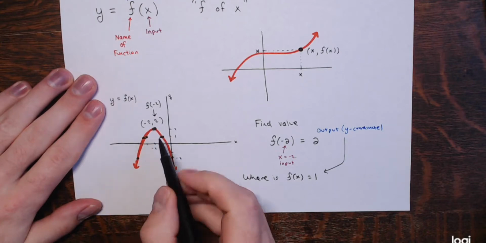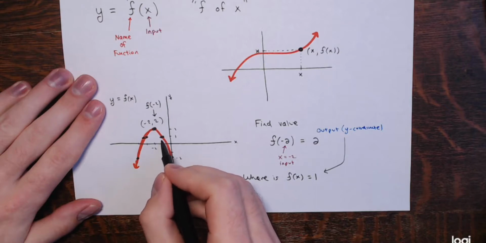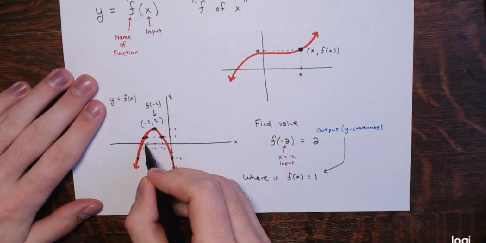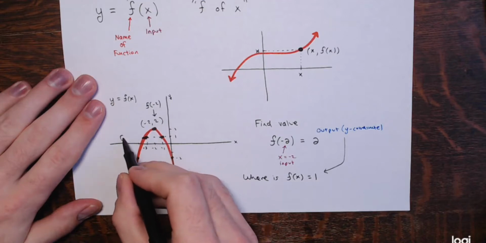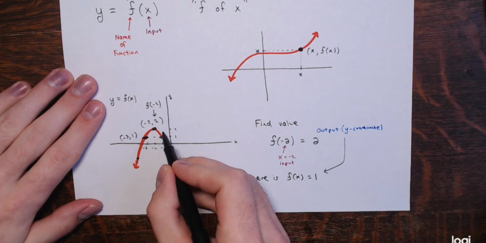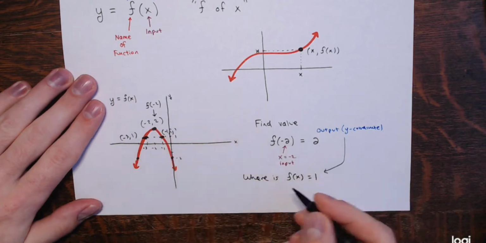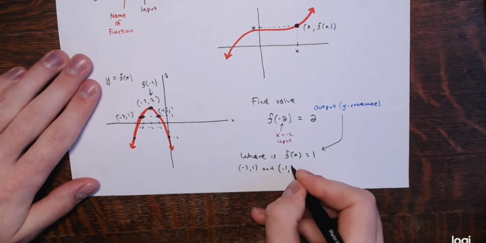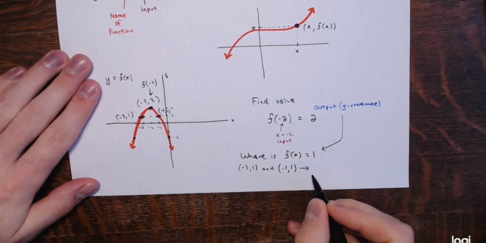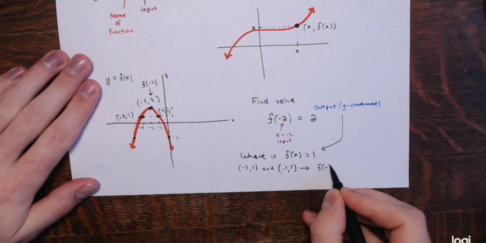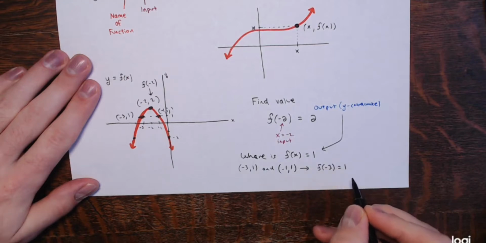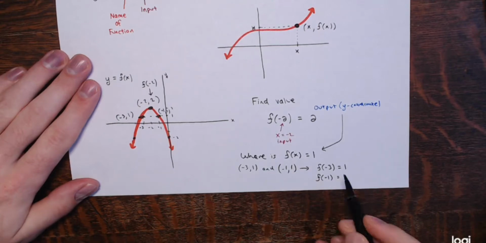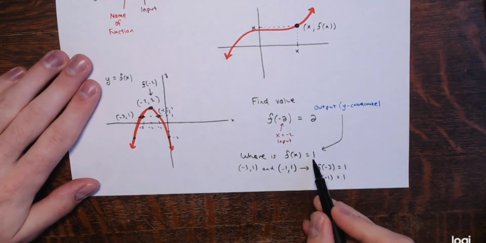And those points are at x equals -1 and x equals -3. All right, there's -3, 1, and there's also the point -1, 1. So -3, 1 is on the graph, -1, 1 is on the graph, meaning that f of -3 is 1, but so is f of -1. F of -1 is 1 as well. So the values of x that make this equation true are -3 and -1.